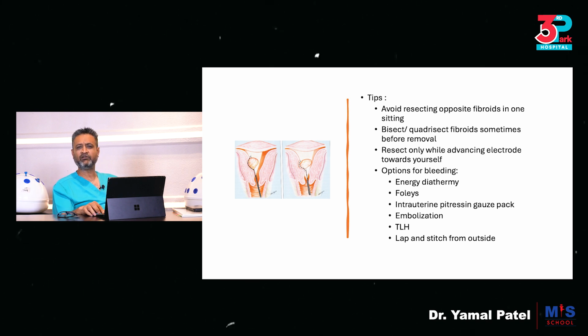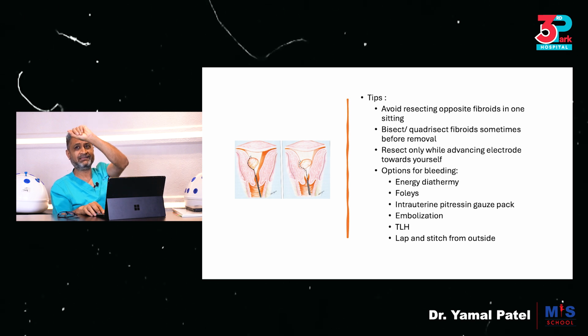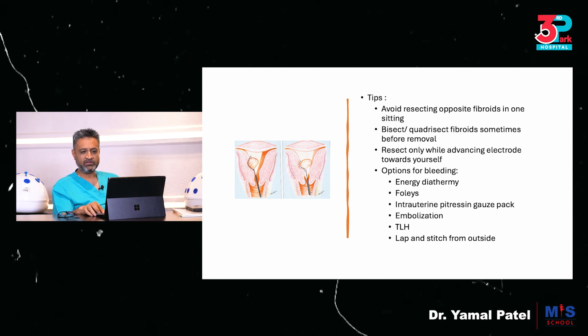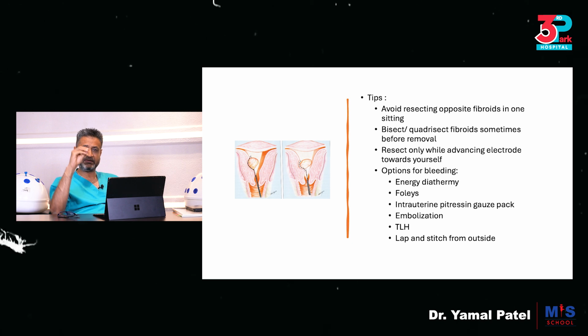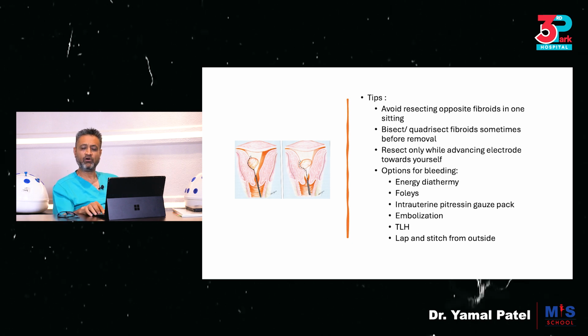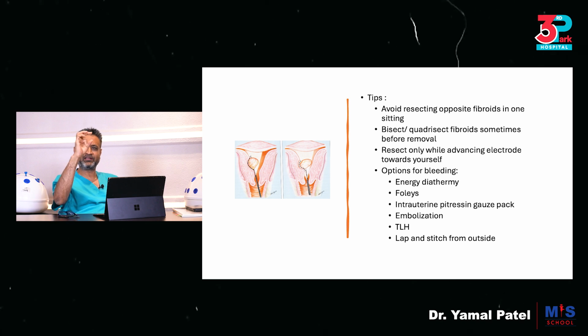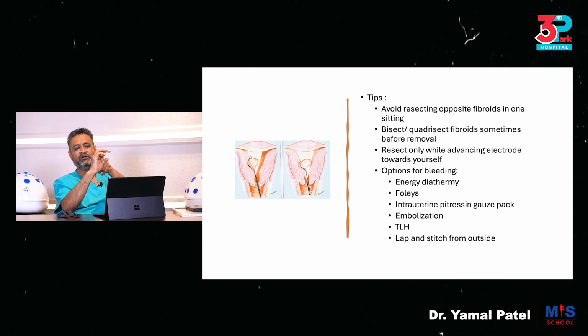How do you take care of or control bleeding? You could use energy diathermy, pinpoint buzzing at the points where it's bleeding. You could use a Foley's at the end and distend it and leave it. You could use intrauterine pitocin gauze packing, but it's difficult if you have a cavity and a cervical canal that is still that small. How are you going to put in the gauze and cause pressure?